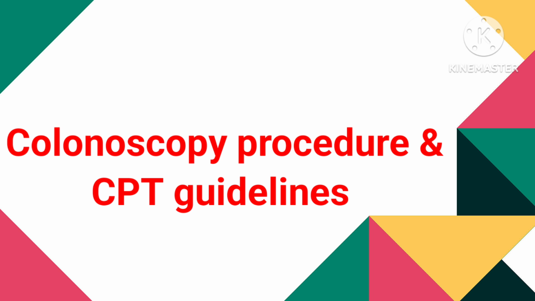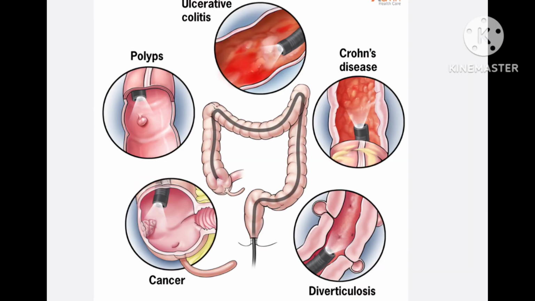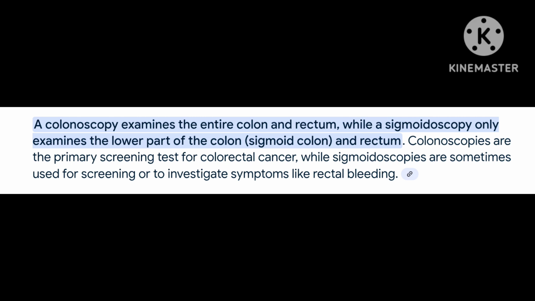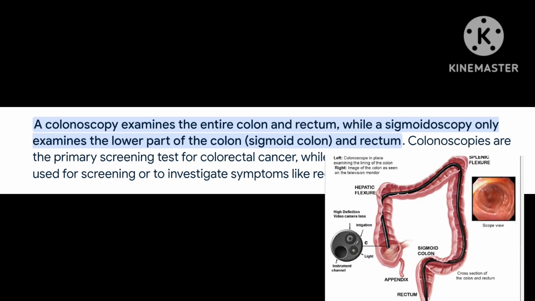So you should know the proper anatomy of the large intestine and what all diseases will be either diagnosed or treated with colonoscopy. So all of them you should be knowing. And before that, we should know how it is done. So colonoscopy is a procedure which is done by inserting a camera inside the rectum and the colon. That means the whole of the large intestine will be visualized using the endoscope.